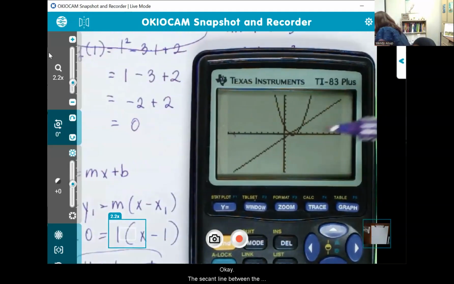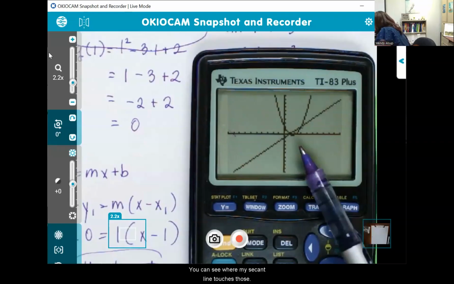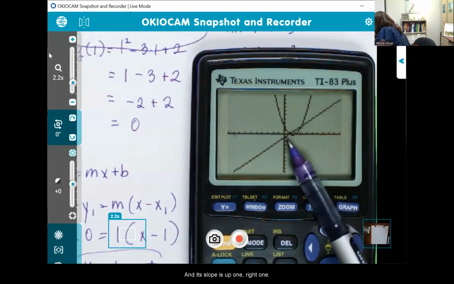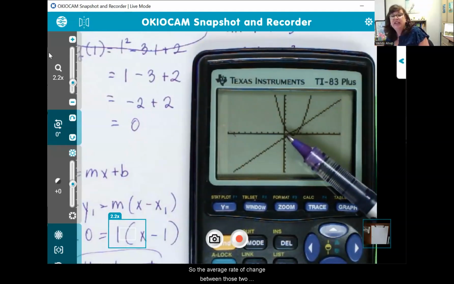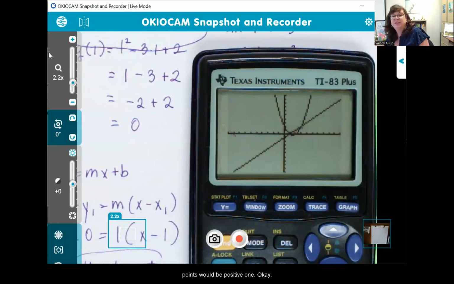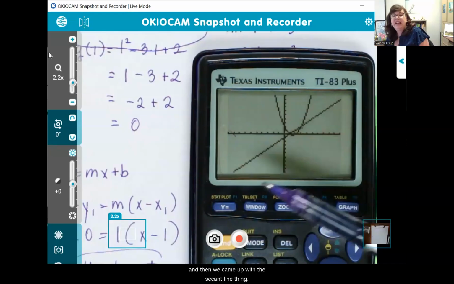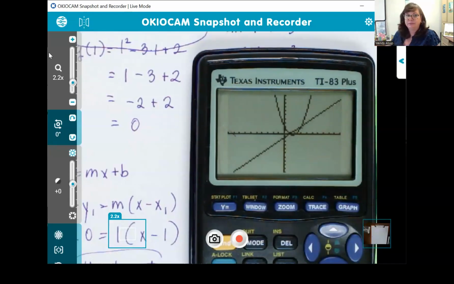Okay, the secant line between the points (1, 0) and (3, 2). You can see where my secant line touches those, and its slope is up 1, right 1, up 1, right 1. So the average rate of change between those 2 points would be positive 1. This was our original function, and then we came up with the secant line.